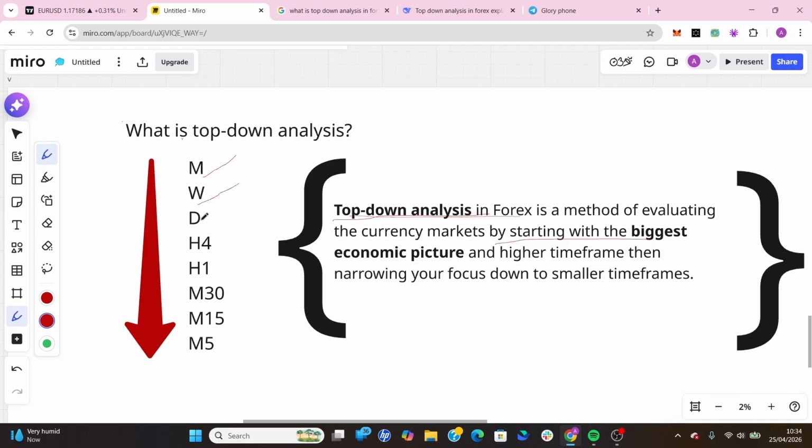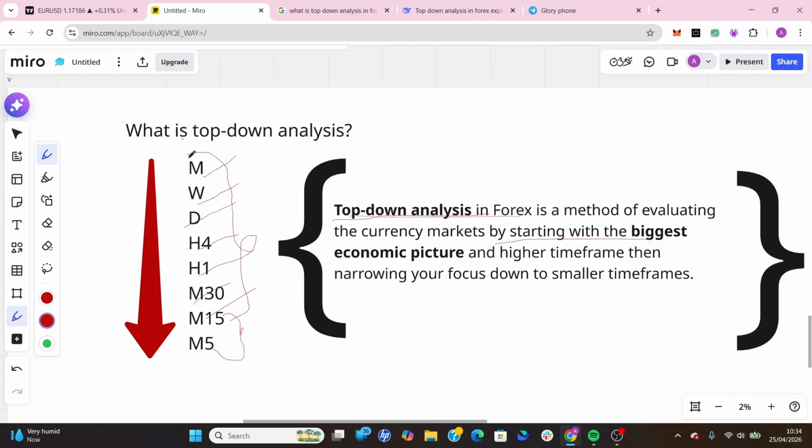W represents the weekly time frame, then daily time frame, 4-hour time frame, 1 hour, 30 minutes, 15 minutes, down to the place that you go for your entry, which is the 5-minute time frame. You can use the 15-minute time frame and the 5-minute time frame for your entry, right? So these are the places. But first, before you enter the trade, you have to start from the higher time frame, which is the essence of the whole top-down analysis.